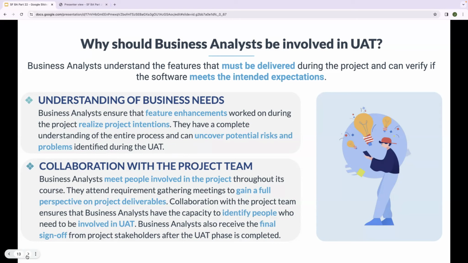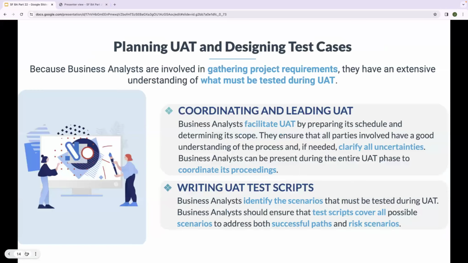Collaboration with the project team. Business analysts meet people involved in the project throughout its course. They attend requirement gathering meetings to gain a full perspective on project deliverables. Collaboration with the project team ensures that business analysts have the capacity to identify people who need to be involved in UAT. Business analysts also receive final sign off from project stakeholders after the UAT process is completed.